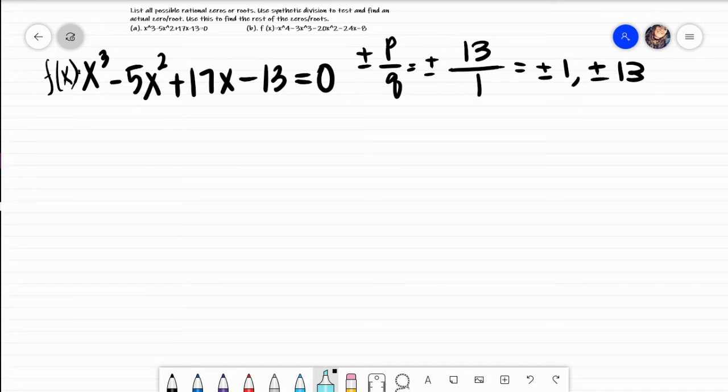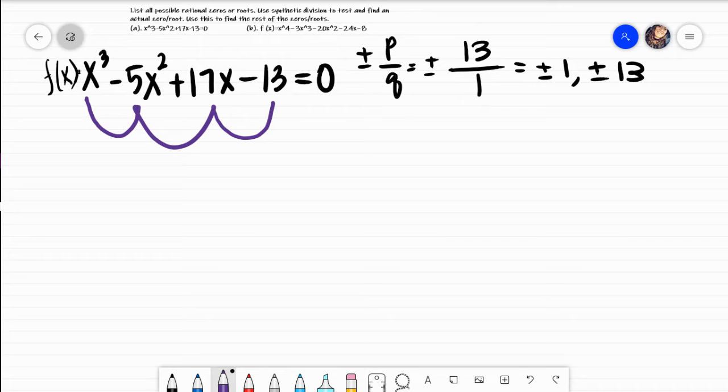And what it means by the number of sign changes is, let's actually look at our function. Do you notice how that leading coefficient is a positive 1? And do you see how it went from a positive 1 to a negative 5? That's one sign change. And then if you notice here, it goes from a negative 5 to a positive 17. That's our second sign change. And then we have positive to negative. I actually have 3 sign changes here.